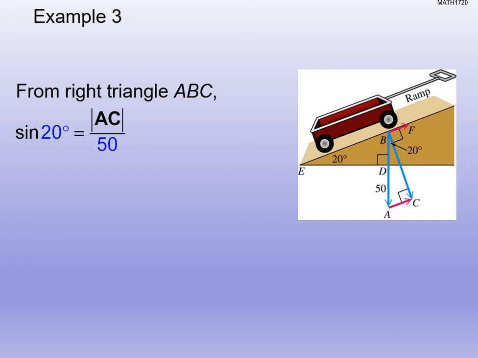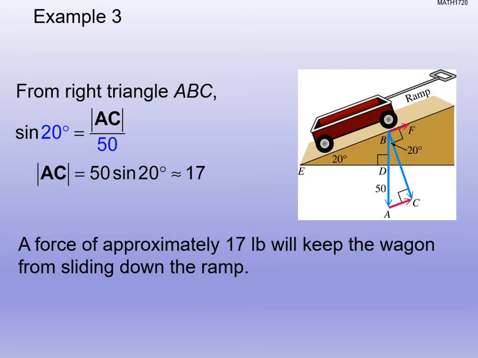All right, so we know sine in a right triangle, right? Because triangle ABC is a right triangle. Sine is opposite over hypotenuse. So we know that vector BA is 50. That's the hypotenuse of the right triangle. So sine of 20 is AC over 50. So really AC is just 50 times sine of 20, which is 17. All right? So the force of 17 pounds will keep the wagon from sliding down the ramp. So you've got to hold that with about 17 pounds, right?